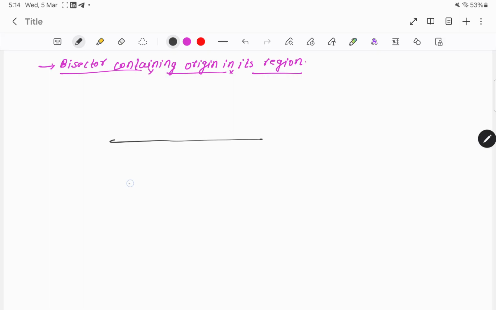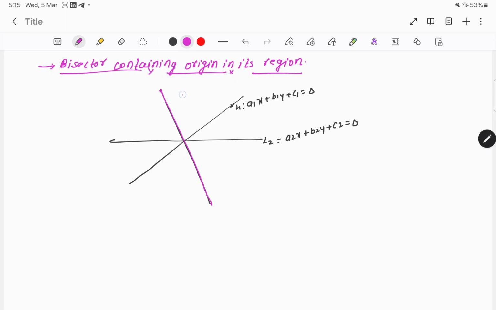So this is one line, this is the other line. As usual we have L2 and L1: L1 is a1x plus b1y plus c1 equal to 0, and L2 equal to a2x plus b2y plus c2 equal to 0. Now suppose this is one of the angular bisectors. Suppose (0, 0) is there, and (h, k) is lying on this line. If you want to find the equation of the angular bisector containing (0, 0), c1, c2 must not equal 0. Be careful.